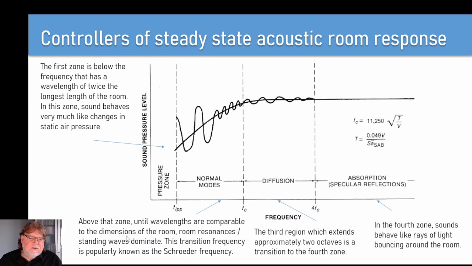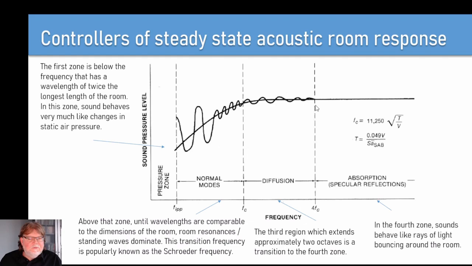Here we've got the wavelengths comparable to the dimensions of the room. Room resonances, standing waves dominate. And this transition frequency is popularly known as the Schroeder frequency. The third region, which extends approximately 2 octaves, is a transition to the fourth zone. So in this diffusion zone, there are still room reflections going on, but they're not as large. They're transitioning from waves to rays.